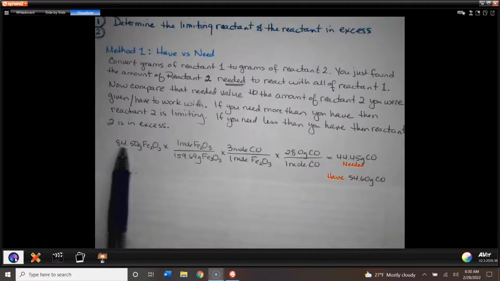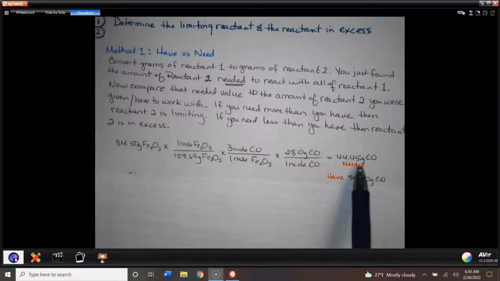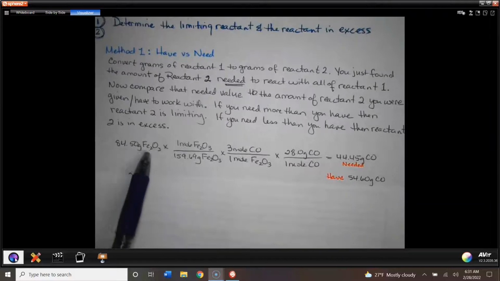So to use all of iron 3 oxide up, I need 44.54 grams. But I actually have 54 grams. So I have more than I need. So this is not going to run out. So carbon monoxide is my reactant in excess. Iron 3 oxide is my limiting reactant.